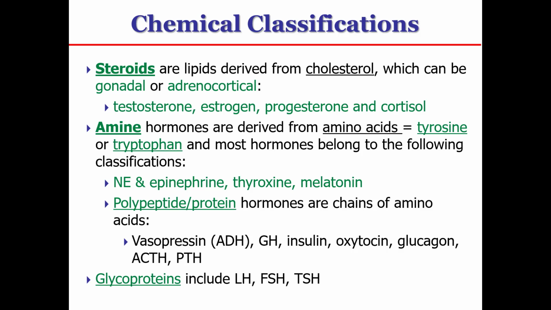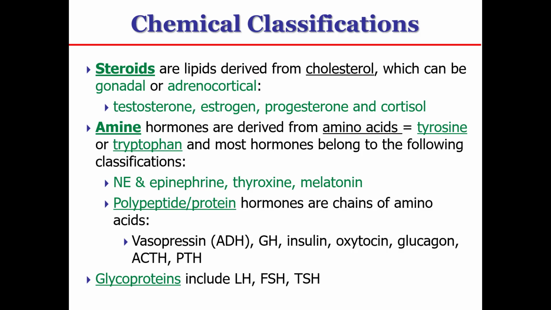Steroids are all lipid-based because they form from cholesterol. You must have cholesterol in your diet. I know it gets a bad rap in the media, but cholesterol is essential for cell membranes and the production of steroid hormones. So we talked about gonadal and adrenocortical steroid hormones: testosterone, estrogen, progesterone, and the cortisol family. Those would all be under the category of steroids.